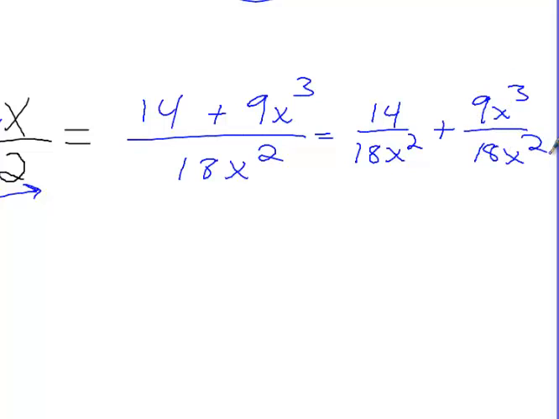And as everybody remembers, this is how we break out a fraction, right? Everybody good? And then if you simplify it, it's just going to get us right back to where we started. So we're going to wind up with 7 over 9x squared plus x over 2, which is exactly what we started with.